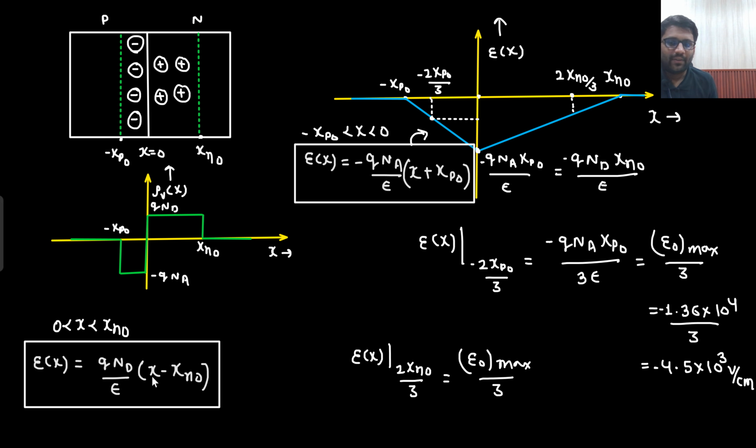So you can check as well. If I put 0 here, what am I getting? Minus qNd xn naught divided by epsilon. If I put xn naught here, I am getting 0 only. So this expression is correct. And in this expression, you can put 2 xn naught by 3. If you put 2 xn naught by 3, what are you getting? qNd xn naught divided by 3 epsilon, which is similar to this only.